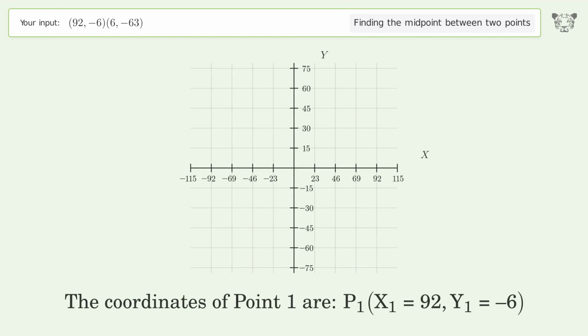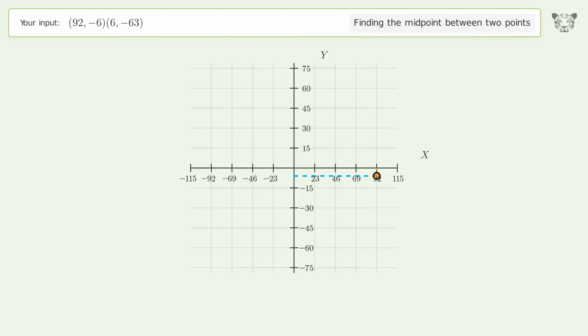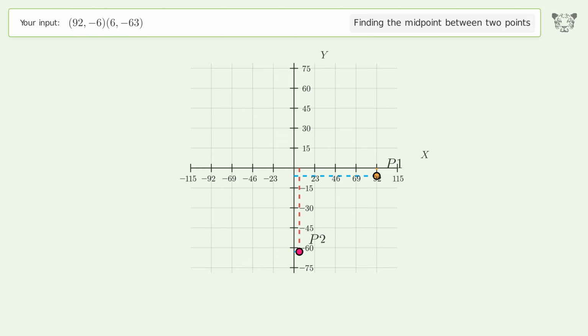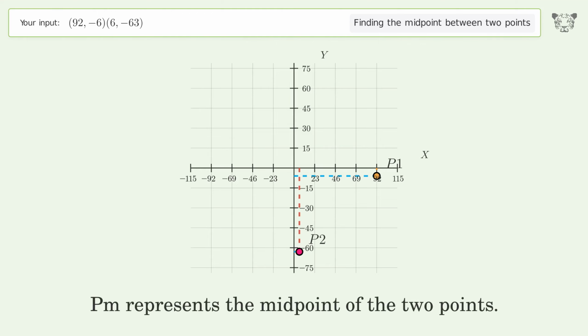The coordinates of point 1 are x1 equals 92, y1 equals negative 6. The coordinates of point 2 are x2 equals 6, y2 equals negative 63. PM represents the midpoint of the 2 points.